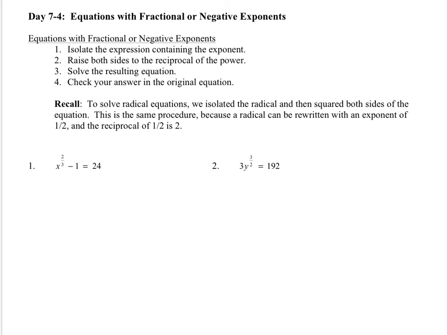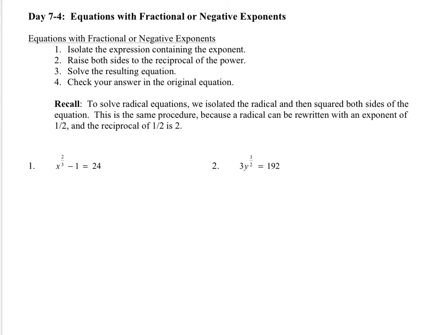Today we're working on equations with fractional or negative exponents. The way to solve is as follows. You're going to isolate the expression containing the exponent. So basically, your variable has an exponent attached to it, and you need to get the variable by itself. If you isolate it, then raise both sides to the reciprocal of the power, you should be able to solve the resulting equation and check your answer in the original.